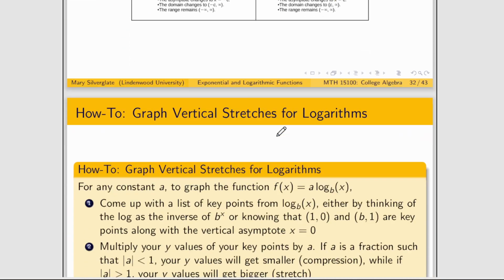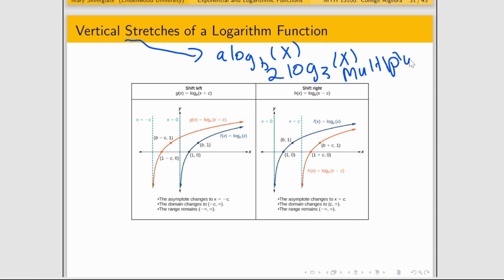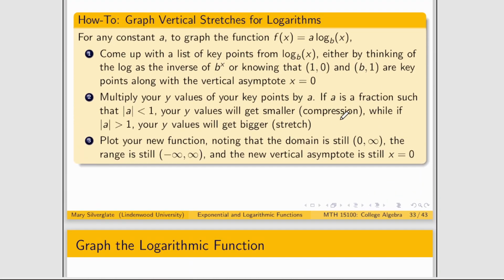If we're going to have any vertical stretches, apologies that this picture is the wrong picture. I will fix that on your version of the graph, but remember that's going to be having a number multiplied on the outside of the log. So for example, 2 log base 3 of x would multiply all your y values by 2. The internal image you want to have of any vertical stretch is that a multiplication on the outside is multiplying those y values. And that's exactly what we're noting here.